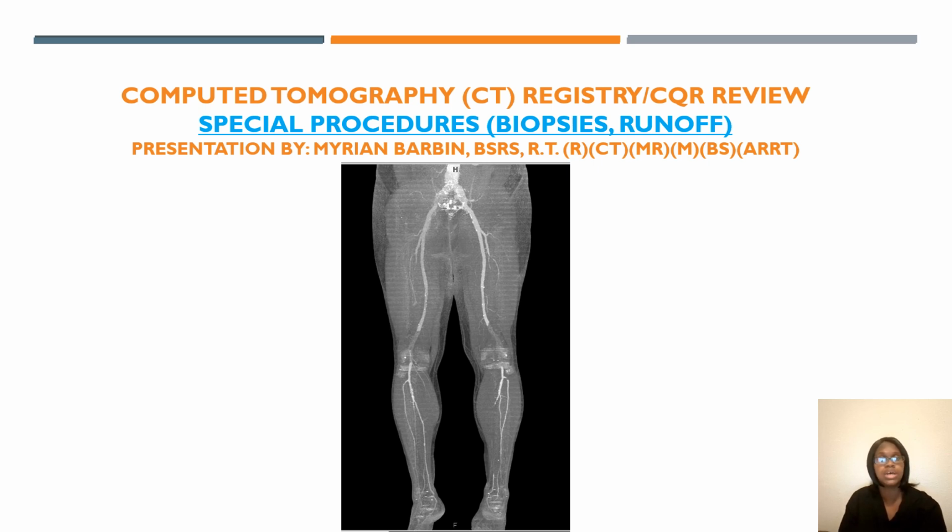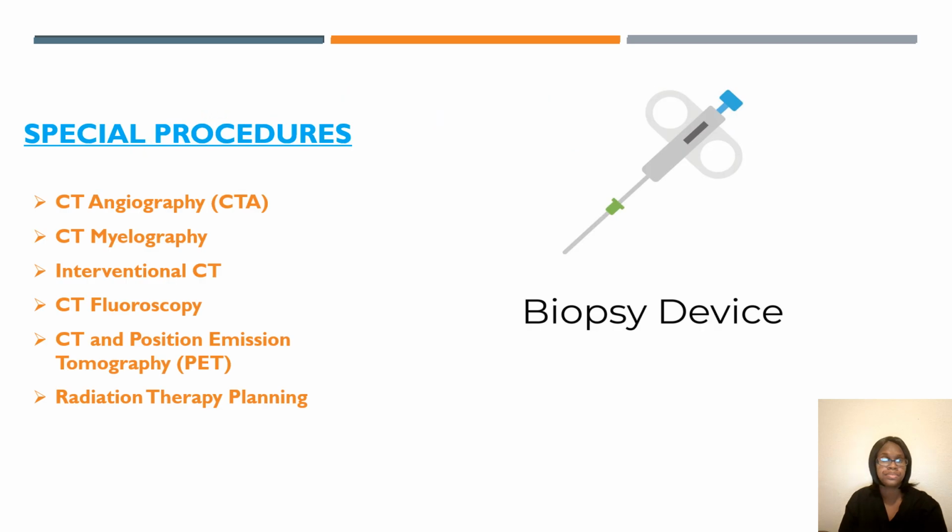For this one, we are talking about special procedures, those types of biopsies that you will see or perform in CT. For the special procedures, we are going to talk about your myelograms, your interventional CT, where we do biopsy procedures and aspiration. It can be done on the fluoro. And then you have your PET CT, and your radiation therapy planning.